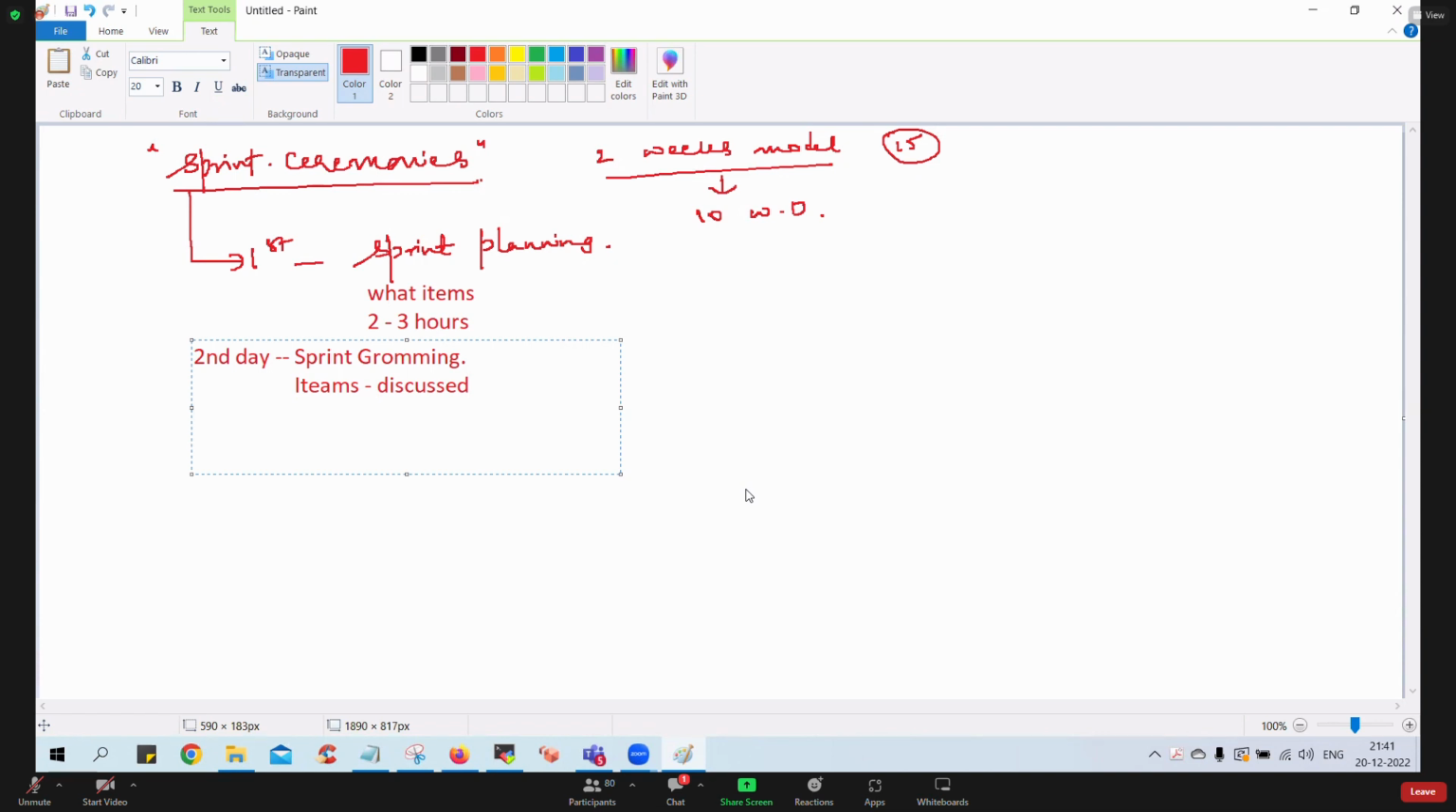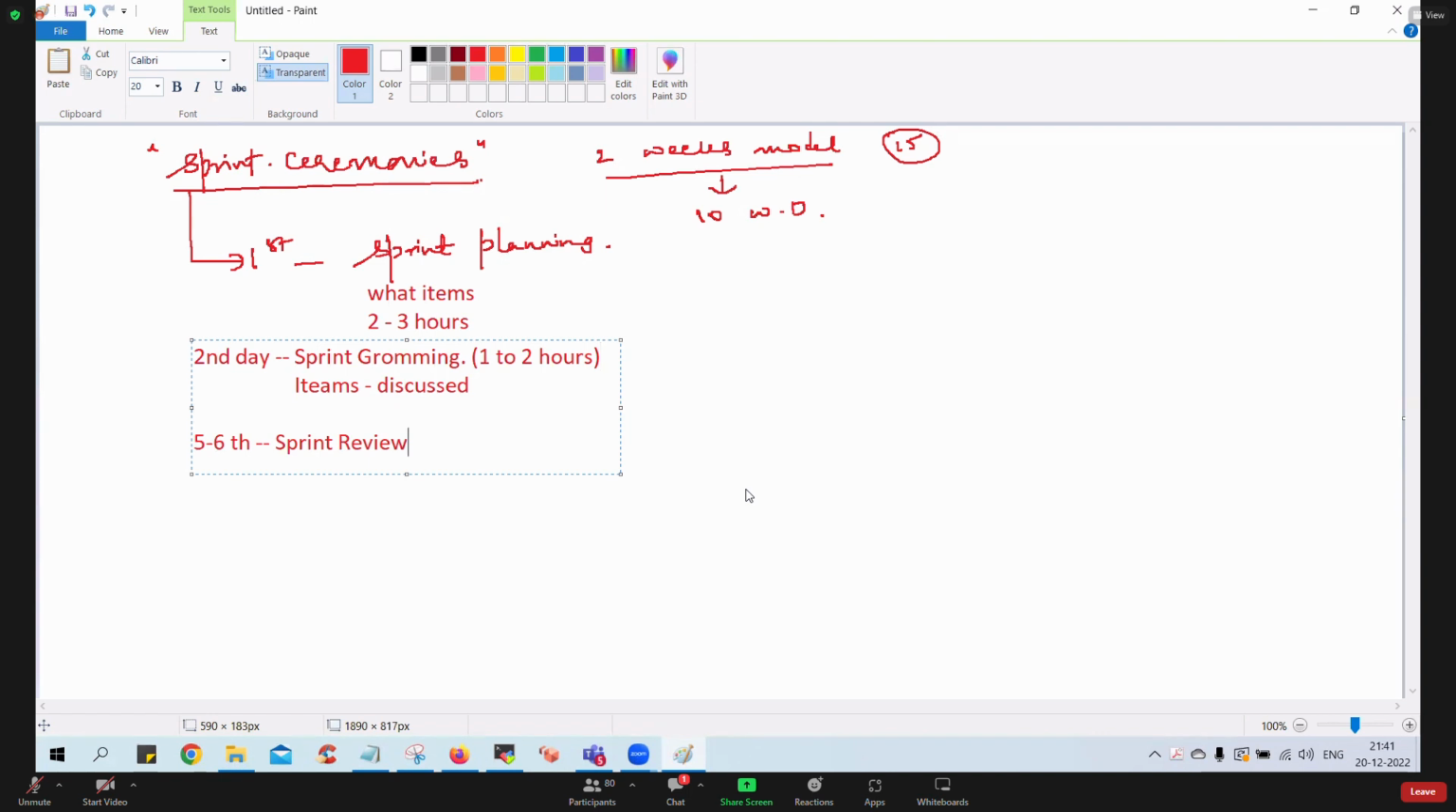And on the 5th or 6th day, generally, you will have something called sprint review. Okay, I forgot to write the time here. Sprint grooming can be 1 to 2 hours max. You cannot exceed more than 2 hours. These are all definitions given by the Agile Foundations only, which practically we follow in the industry. So sprint grooming is only 1 to 2 hours max, not more than 2.